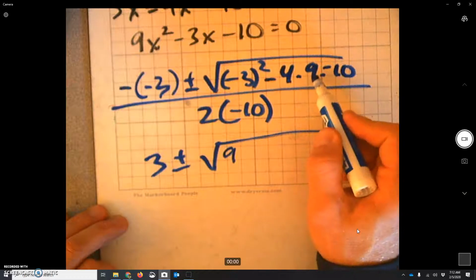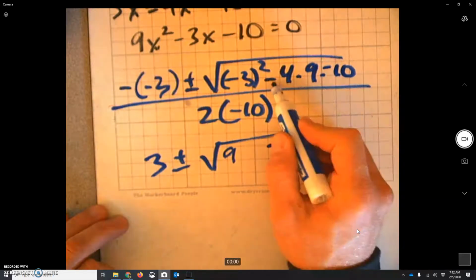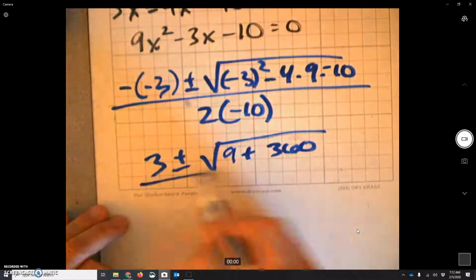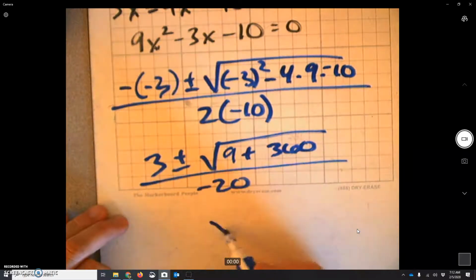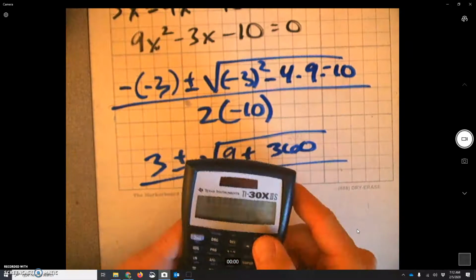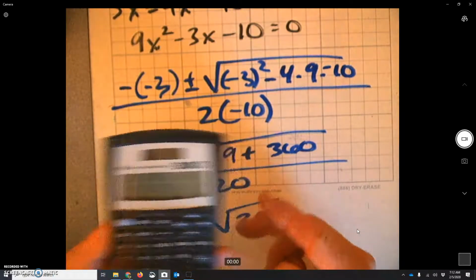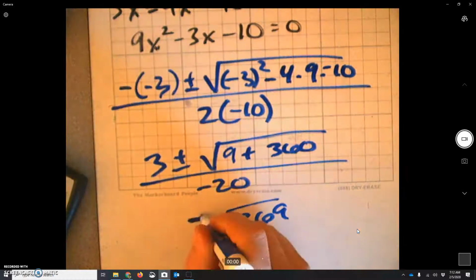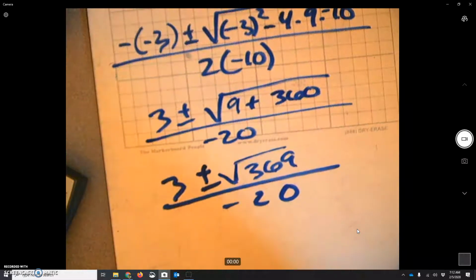4 times 9 is 36, times 10 is 360, and we have a double negative, so it's positive again. And 2 times 9 is 18, so over 18. 9 and 360 make 369. I'm checking in my calculator to see if it's a perfect square root. It is not. So this will be our answer.